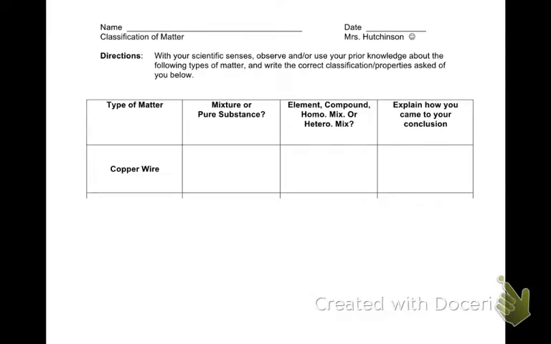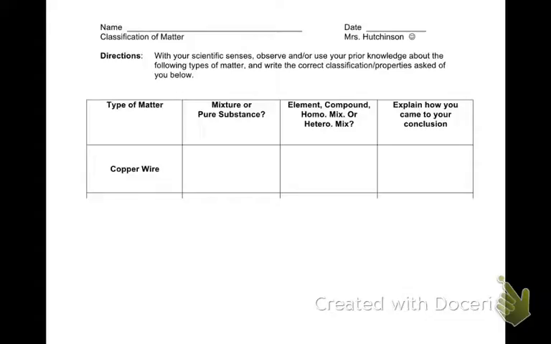So now, you have this worksheet. It's our classification of matter worksheet. With your scientific senses, observe and or use your prior knowledge about the following types of matter, and write the correct classification or properties asked of you below. So let's think about this. Copper wire. You probably know what copper wire looks like. It's copper colored.